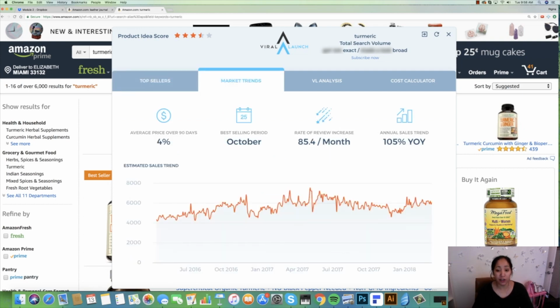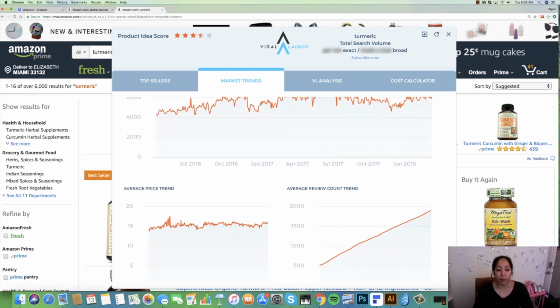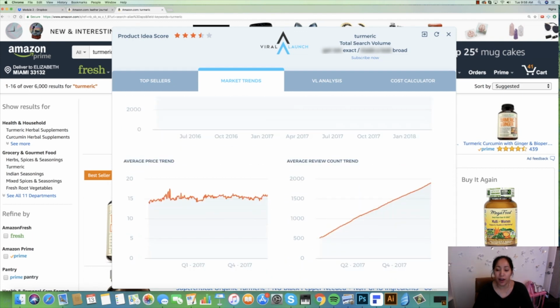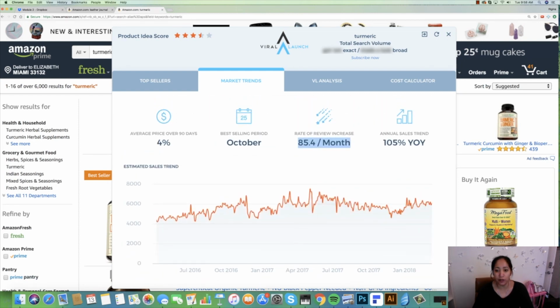They also have a section for trends, and you'll see this particular niche has been trending upward, which means sales are increasing over time. There are approximately 85.4 reviews that people receive in this niche per month, and the best selling period for this is, interestingly enough, October. I don't know why. The average price over the last 90 days has actually gone up. It'll show you that with the price trend graph, as well as the average amount of reviews has also gone up. So 2 real key points of data that you can get there.